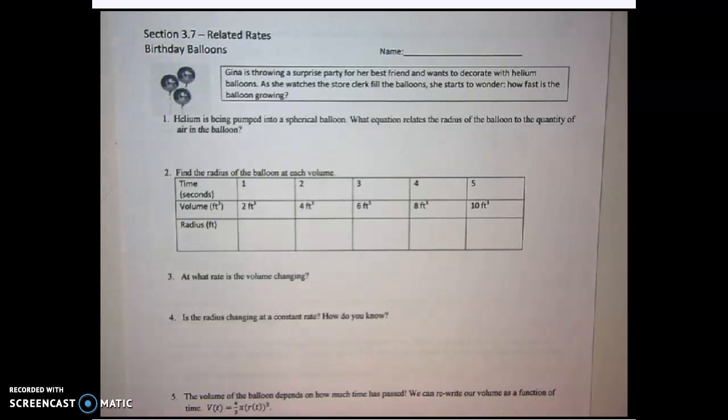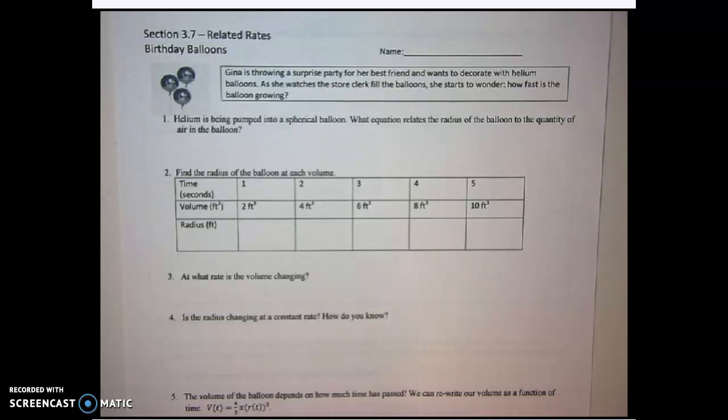So today we're going to talk about related rates. Let's look at this first problem to understand exactly what is meant by related rates. What rates are related? Gina is throwing a surprise party for her best friend and wants to decorate with helium balloons. As she watches the store clerk fill the balloons, she starts to wonder, how fast is the balloon growing? So helium is being pumped into a spherical balloon.